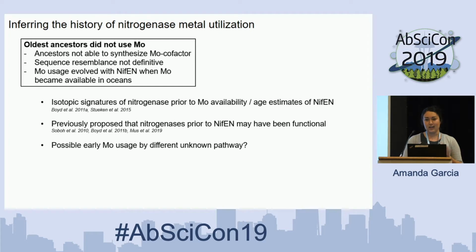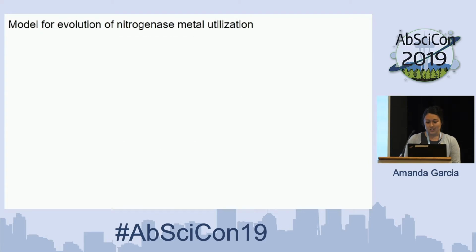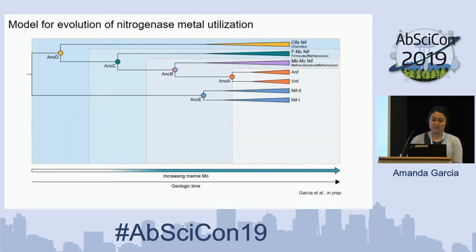And this model still leaves some room that it could be possible that early molybdenum usage may have been doable by some different, currently unknown pathway. So we can illustrate this model on our phylogeny. So first, potentially we started with a nitrogenase that had no associated NIFE and NIFN proteins, therefore was not molybdenum dependent, at least not in the typical way, and that this ancestral state is still exhibited by uncharacterized clades that still exist in the yellow.